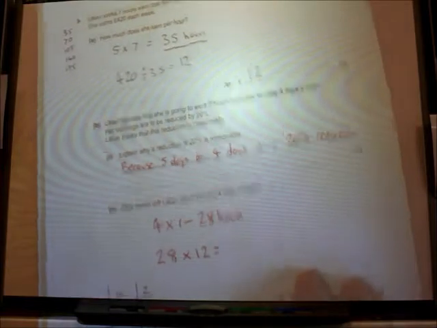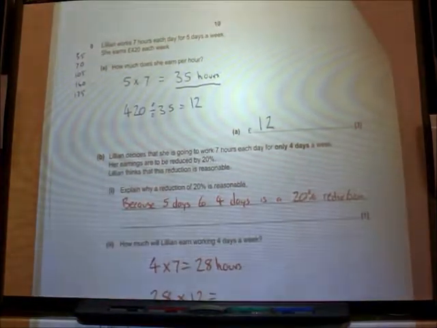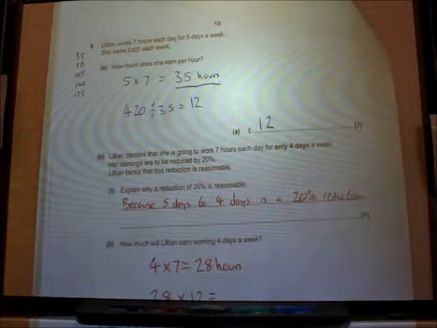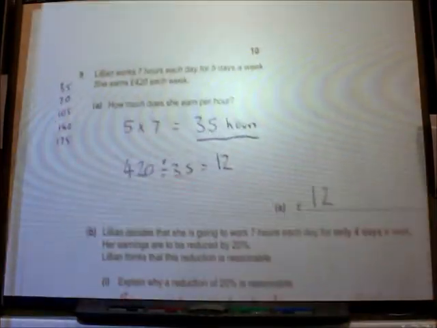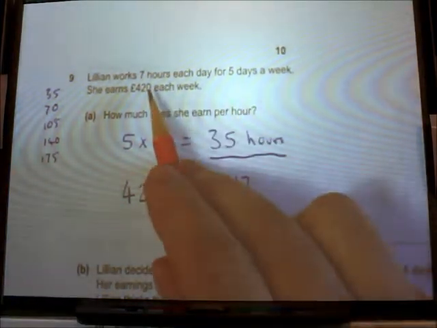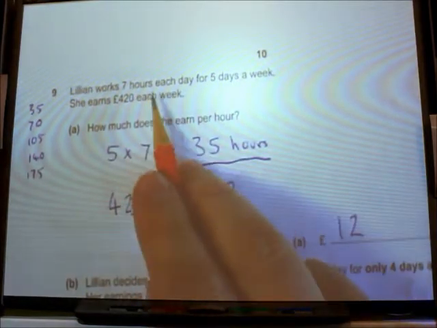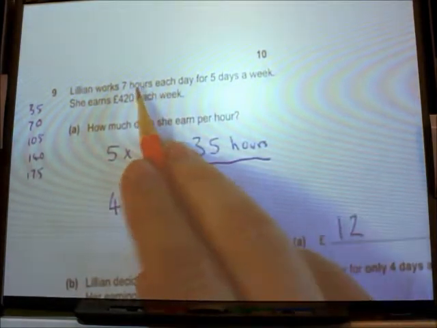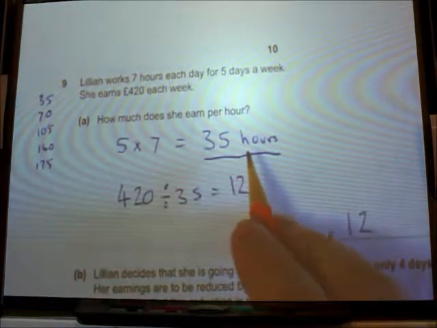Okay, question number 9. Lillian works for 7 hours each day for 5 days a week. Before I go too far, what I'm going to do is just zoom in a little bit. So 7 hours each day, 5 days a week. It's fairly obvious, I think, you're going to need to know how many hours she works. So all I've done is 5 days multiplied by the 7, and she works for 35 hours each week. You get 1 mark just for working that bit out.